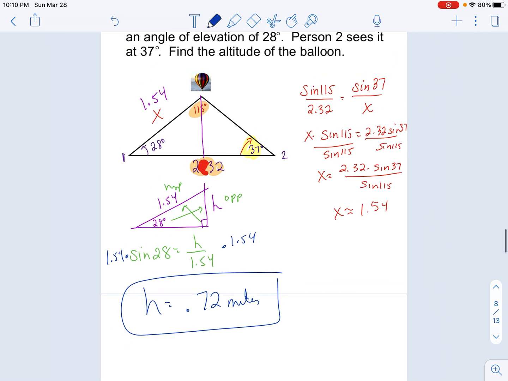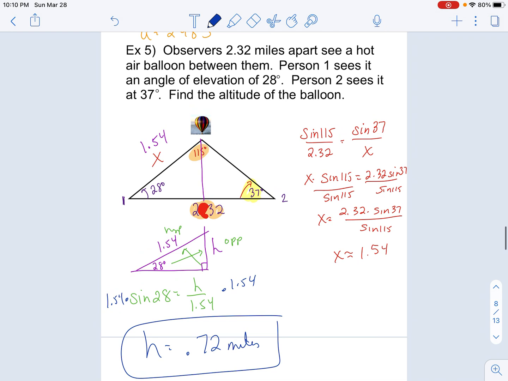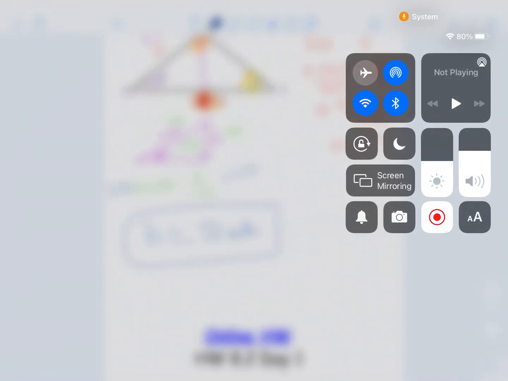So that hot air balloon is a little less than a mile above the ground. And again, I know it was miles because the units in the word problem were miles. So the height is approximately 0.72 miles. I should make that approximately equal to, because we had to round. All right, that is all for today.